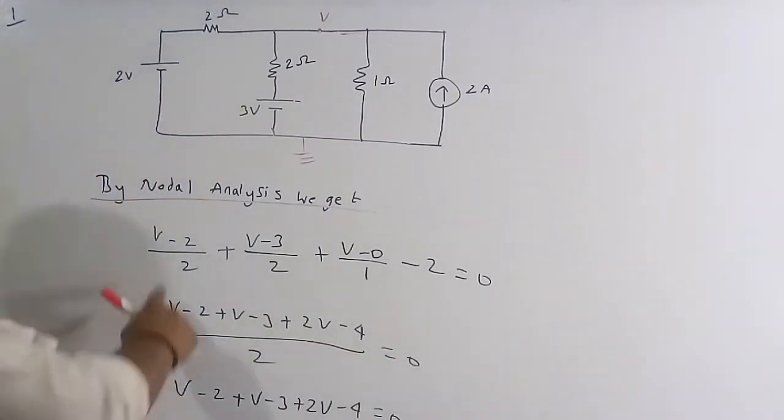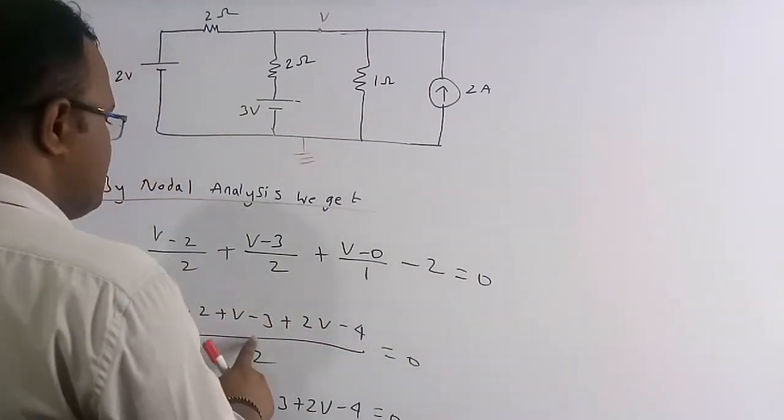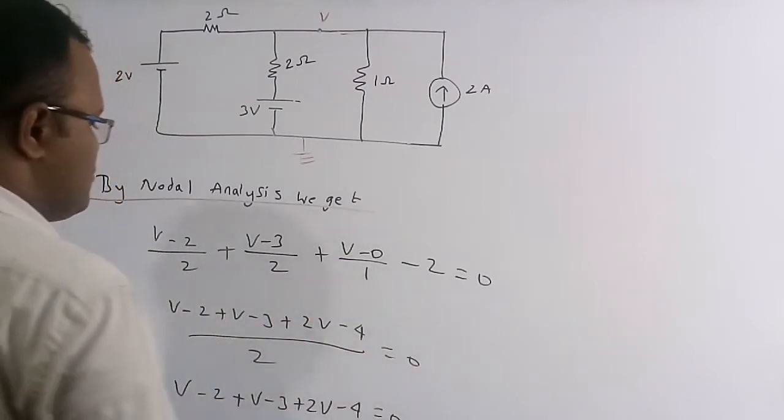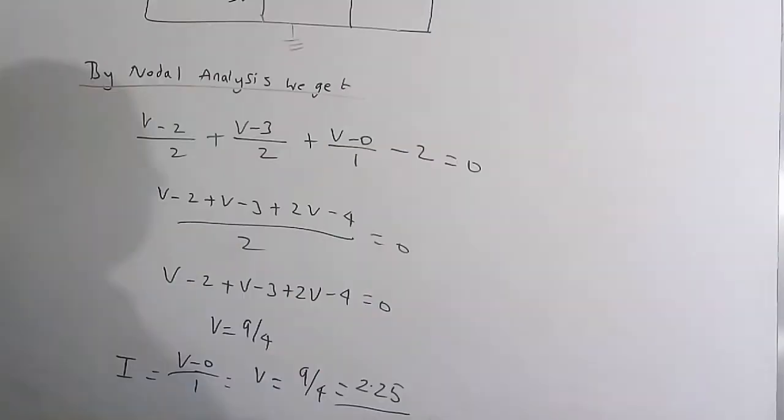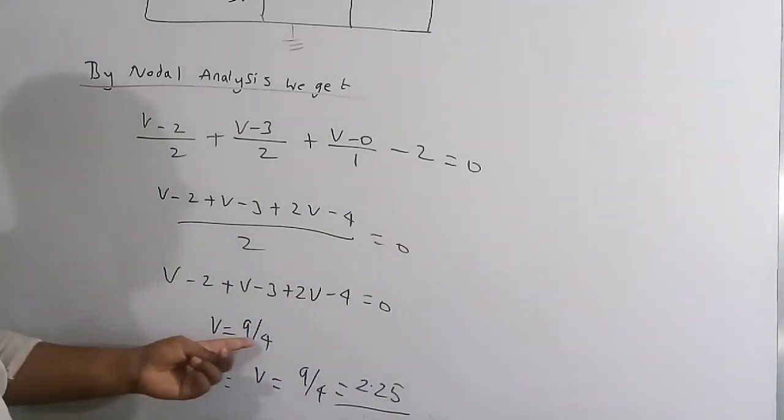Here the LCM is equal to 2. So (V minus 2) plus (V minus 3) plus 2 into (V minus 0), minus 4, is equal to 0. If you take this 2 to the right side, it will become 0. So there is only one equation with only one unknown. If you solve this, V is equal to 9 by 4.